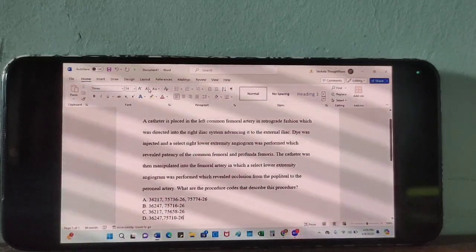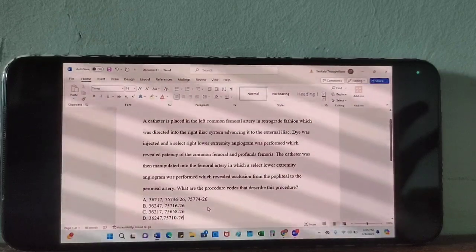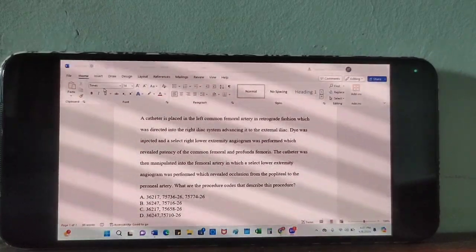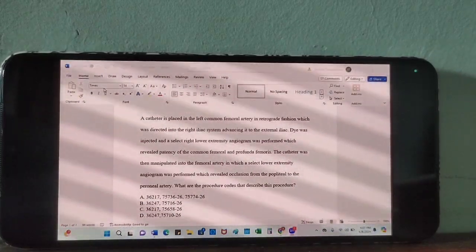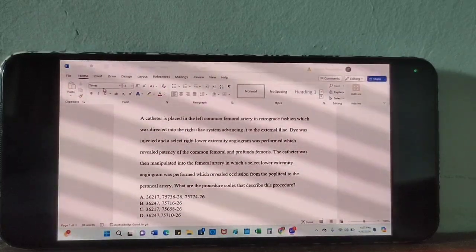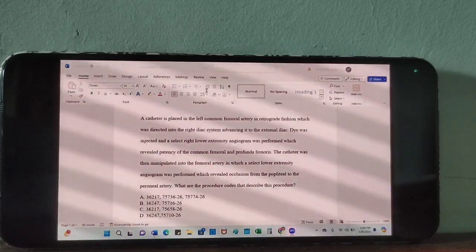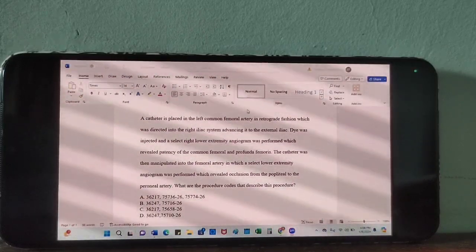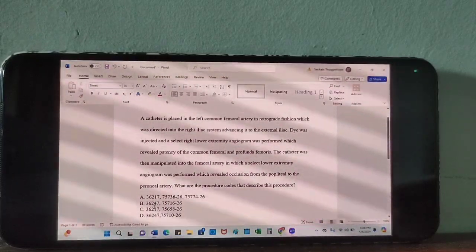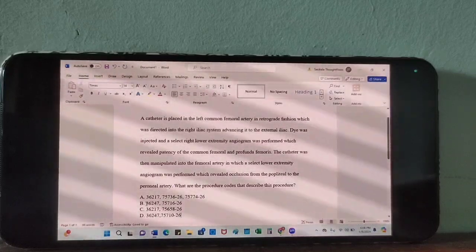Now try this question. What is the answer? Option D. Option A. Others? B. B, ma'am. B or D? B. Okay. Actually, check that. 36247 is the correct answer.